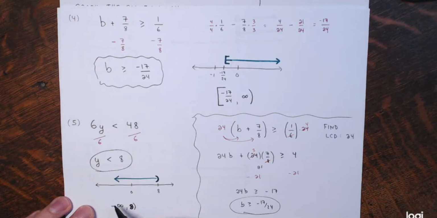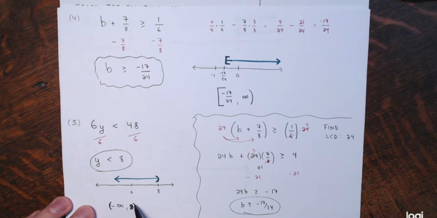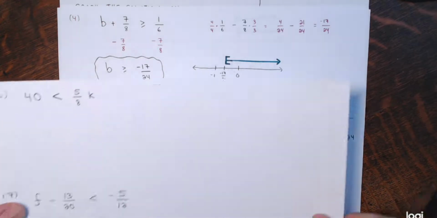And 8 is not a solution, negative infinity is not a solution, right? So from negative infinity up to 8, negative infinity comma 8, and then parentheses on both ends for the interval. All right. Okay. Number 6, or example 6.